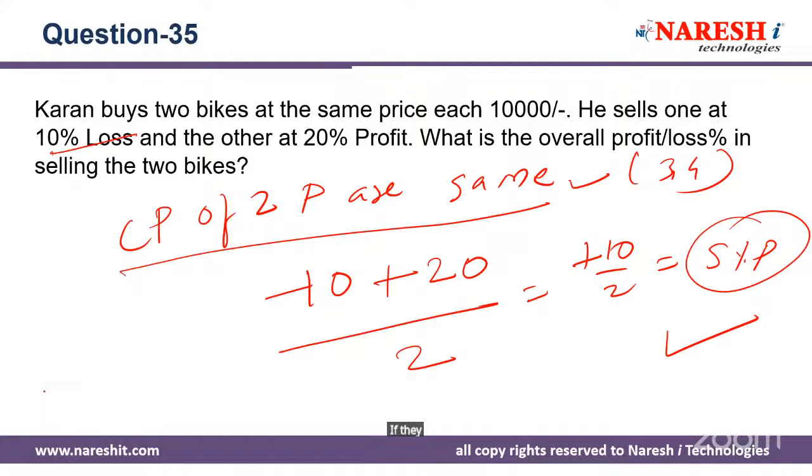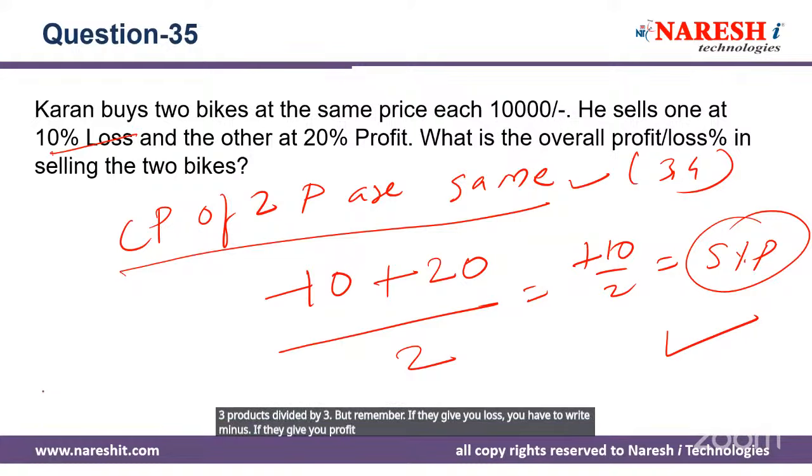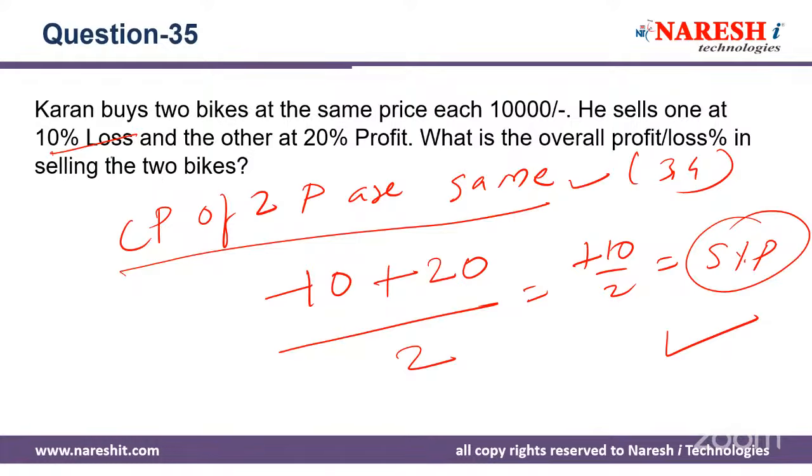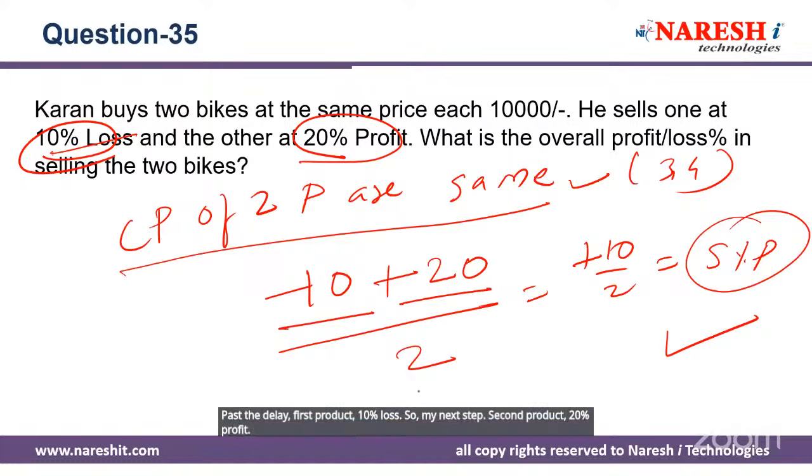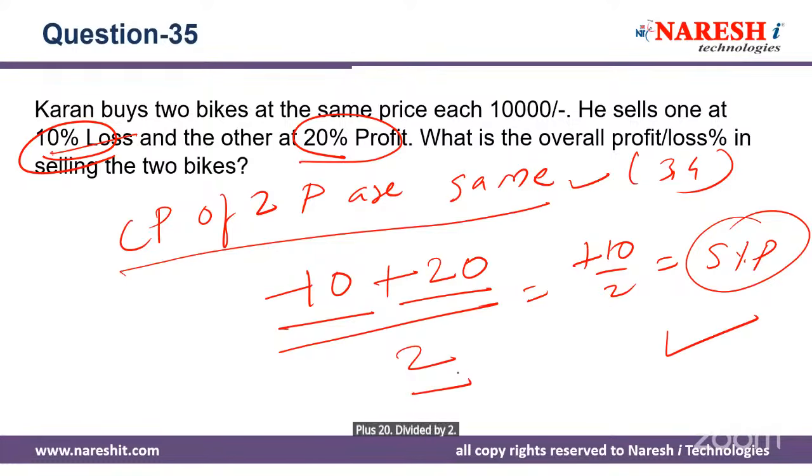If they give you 4 products, divide by 4; 3 products, divide by 3. But remember, if they give you loss, you have to write minus. If they give you profit, you have to write plus. First, they're telling first product 10% loss, so minus 10. Second product 20% profit, plus 20. Divide by 2. Why 2? Number of products. So minus 10 plus 20 is plus 10, by 2, is 5%. Why profit? Because the sign is positive.